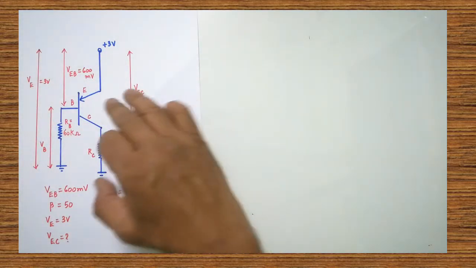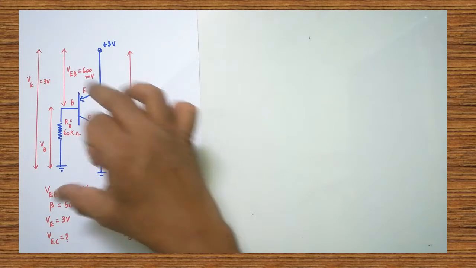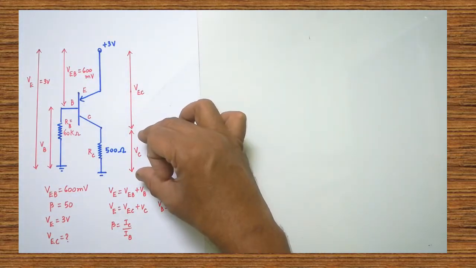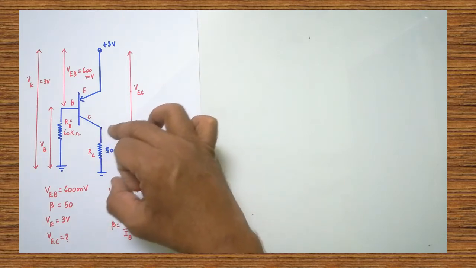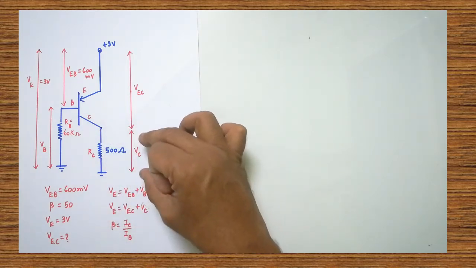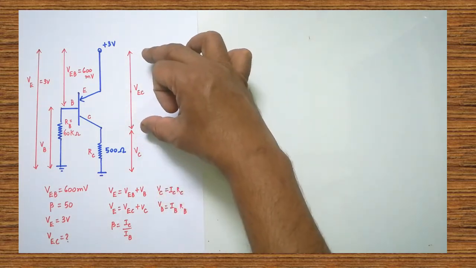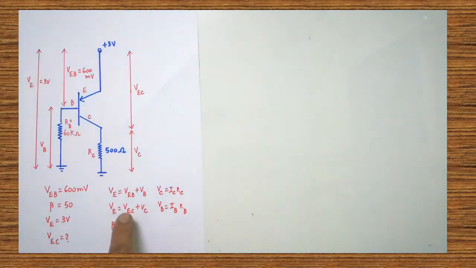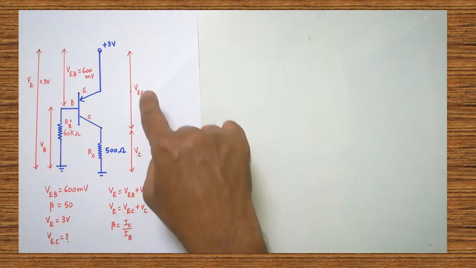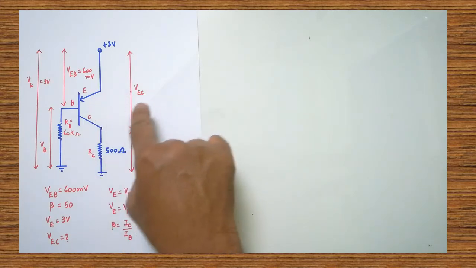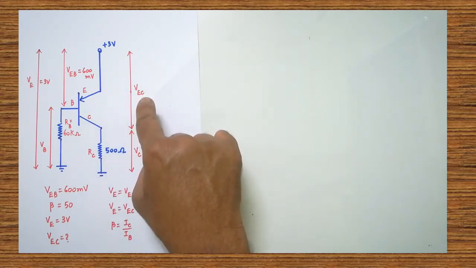Understood? Come this side. So here VE is a sum of VEC and VC. The potential difference in the collector circuit is called VC. If VC is added with VEC, you will get VE. So everything is written here. Understood? Here VEC is nothing but the voltage across emitter and collector. It is called VEC. That is to be found out.